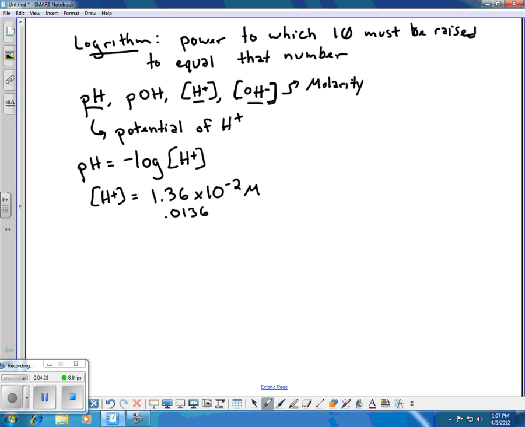So if I gave you this information and said, what's the pH value of a solution with this? What you would do is you would take the negative log of 0.0136, and then you would plug that through your calculator.